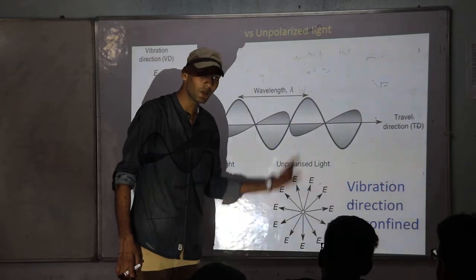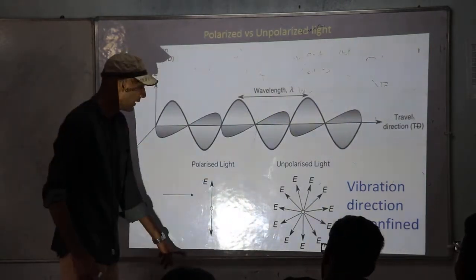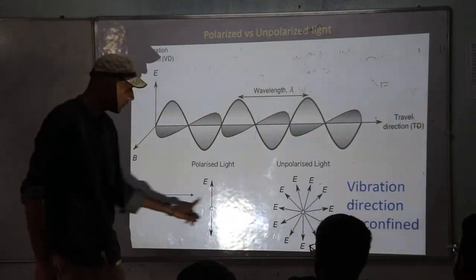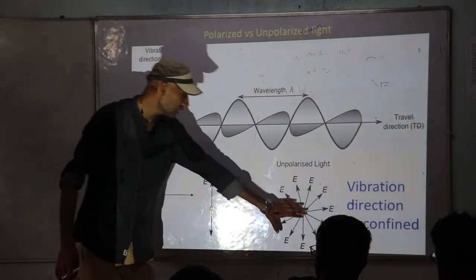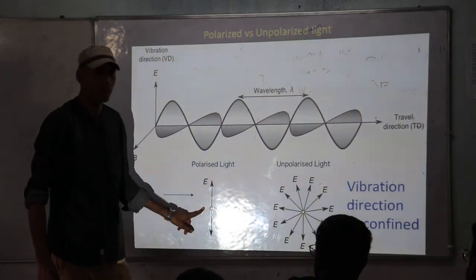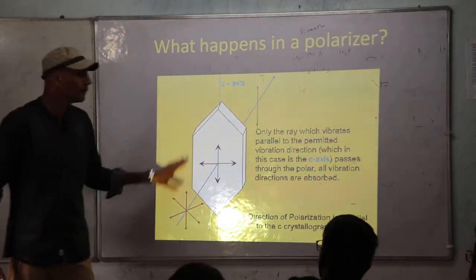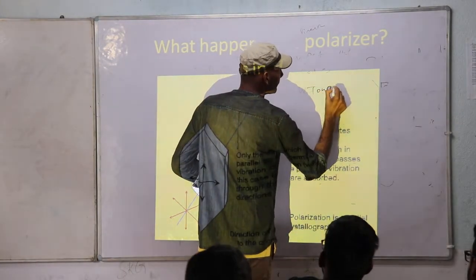When it enters through a polarizer and emerges from the polarizer, it will have a single plane of vibration. You can see for both of the cases, the direction of propagation is the same, but the vibrations are reduced to one plane. You can see here the example of tourmaline crystal. This is tourmaline.